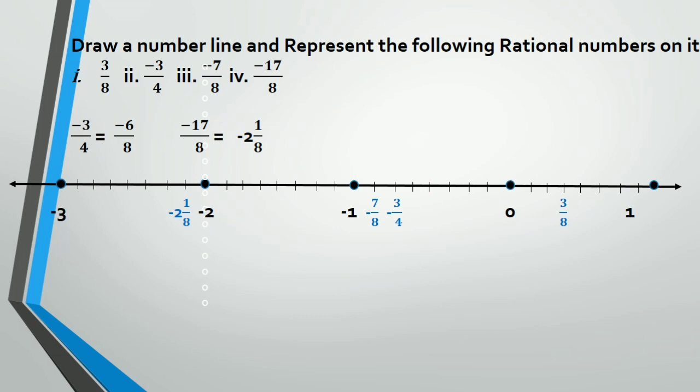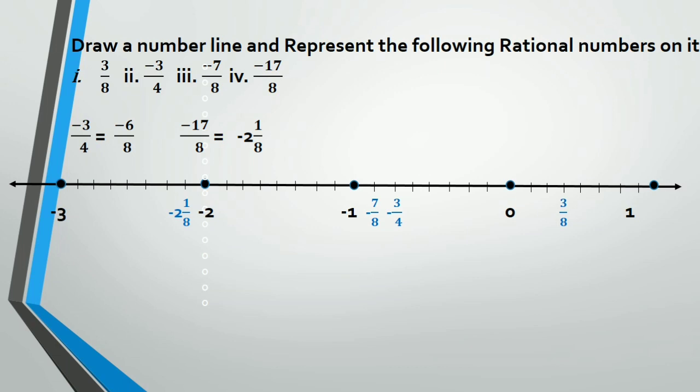Now we have a question. Draw a number line and represent the following rational numbers on it. We have the numbers 3 by 8, minus 3 by 4, minus 7 by 8 and minus 17 by 8. Here the question is to plot all these rational numbers on the same number line.